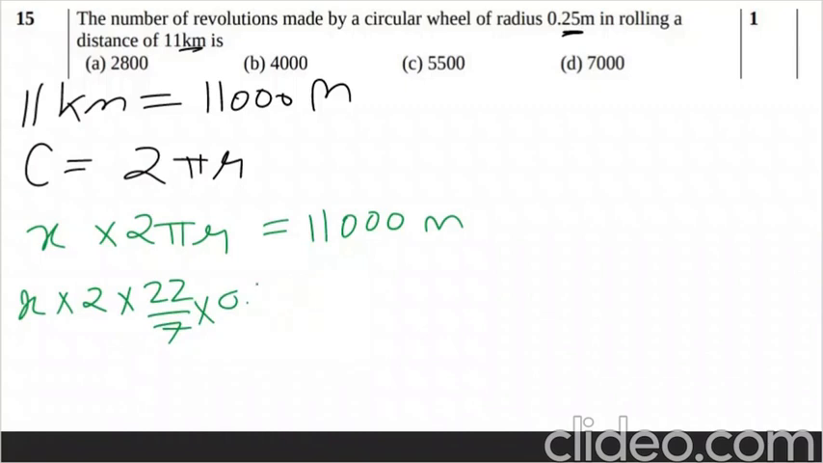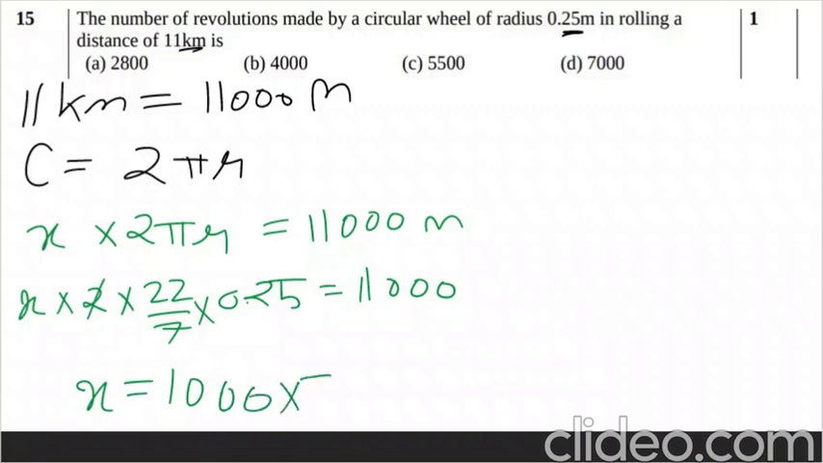0.2 only. So it will be 0.25 equals to 111,000. Do the cancellation. Cancellation will get it as x equals to 2 cancel with. You will get it as 1000 into 7 equals to 7000. So that means 7000 revolutions were made by the wheel. So B is the correct answer.